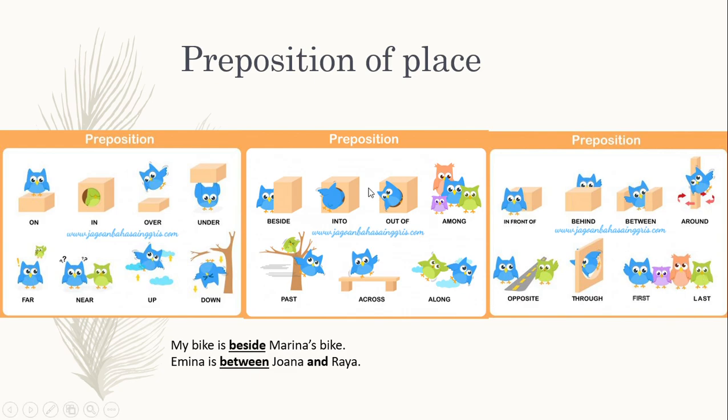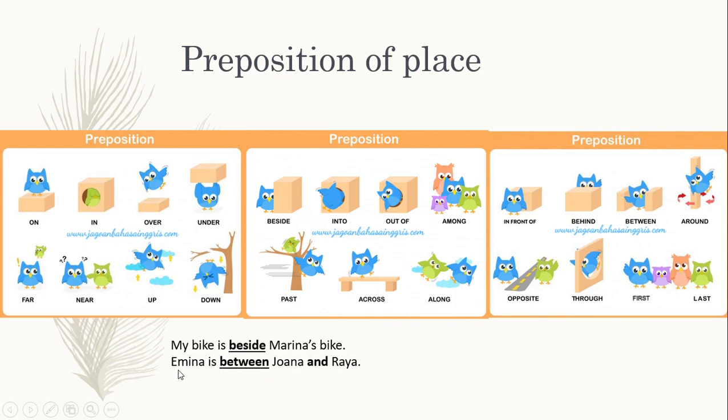But in the 7th grade, we usually use only on, in, under, beside, across, in front of, behind, between, and around as the preposition of place. For example, my bike is beside Marina's bike. It means that the bike is next to Marina's bike. Artinya sepedanya itu berada di samping sepedanya Marina. And the second one is Emina is between Joanna and Raya.